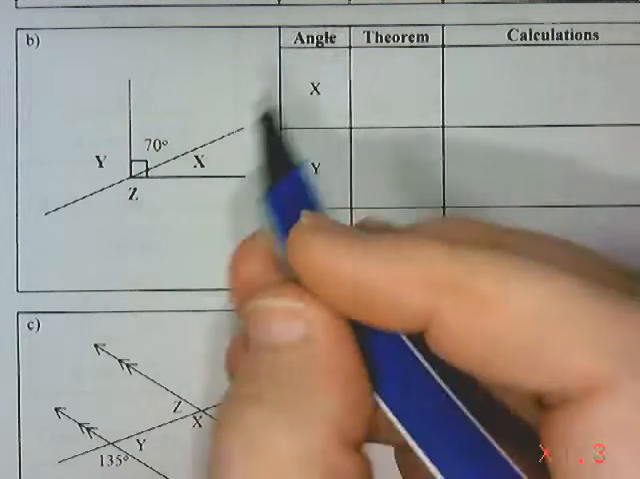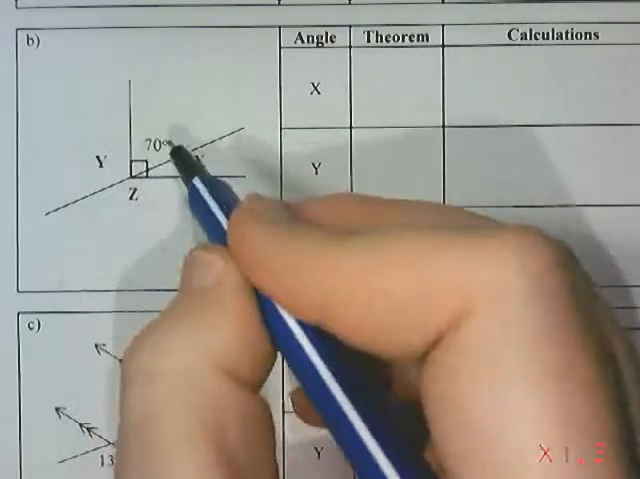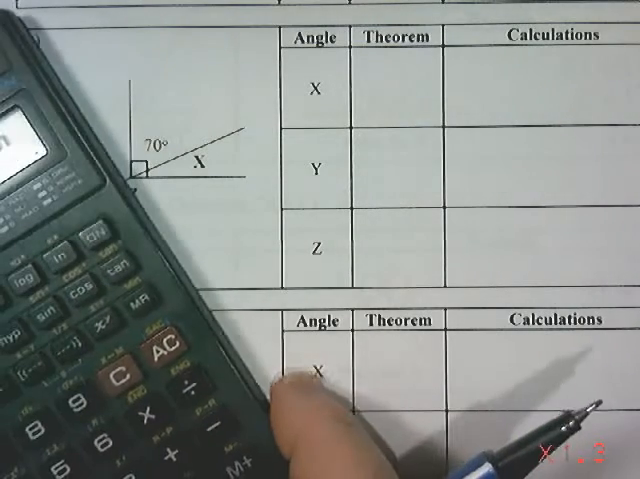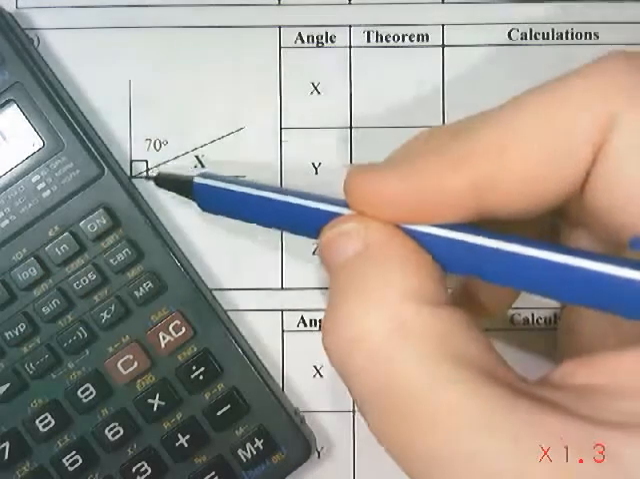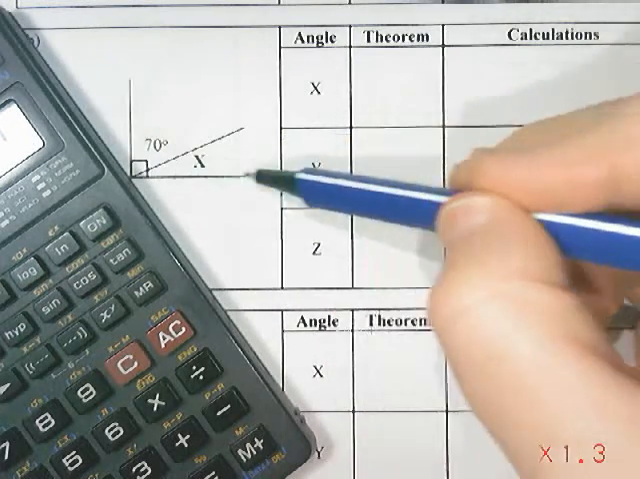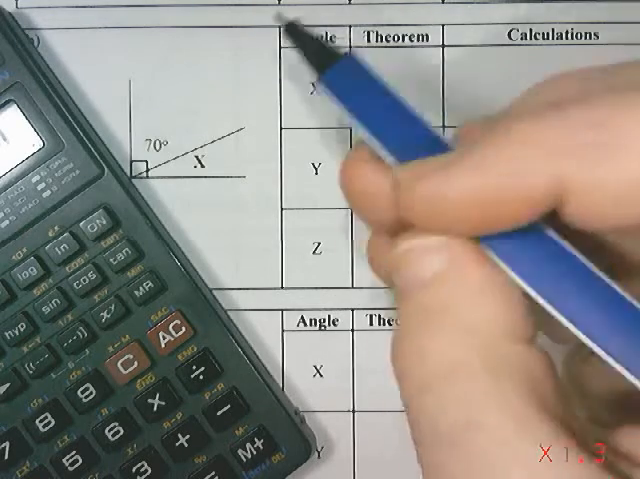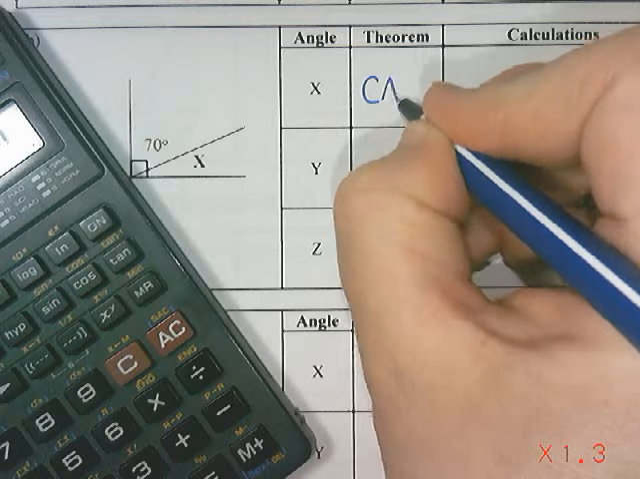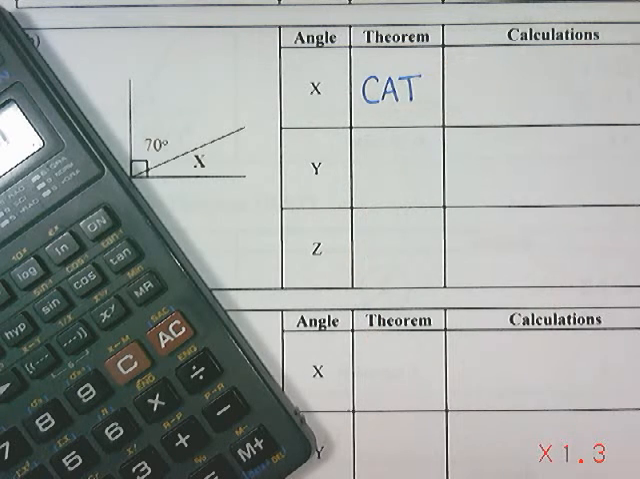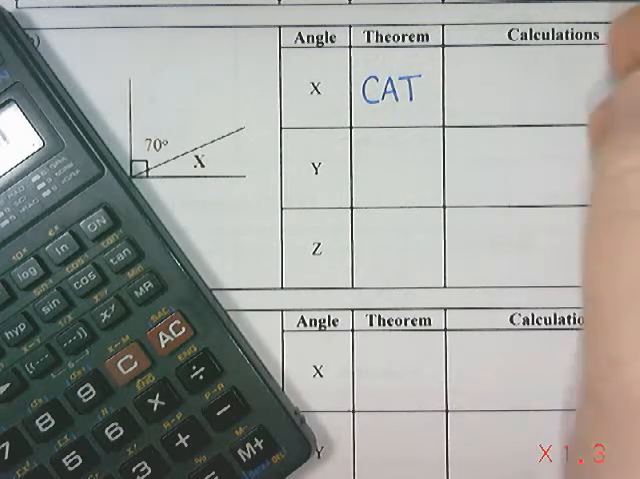Sometimes I can't. I'm looking at angle X. The only other angle I know at this point is the 70. So I'm going to try to cover up everything except the X and the 70. And I notice that the square shows that these two together make a right angle or 90 degrees. They are complementary angles, or we call that the complementary angle theorem, otherwise known as CAT. So the complementary angle theorem says that these two angles together should add to 90 degrees.